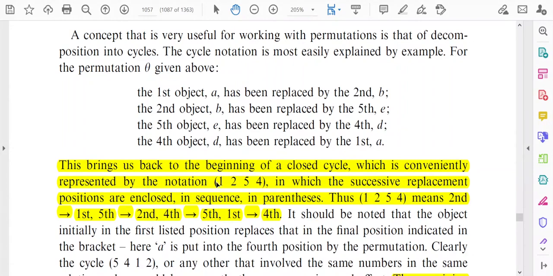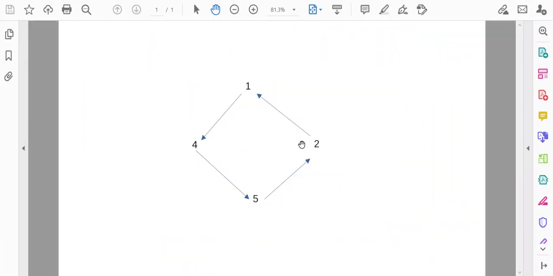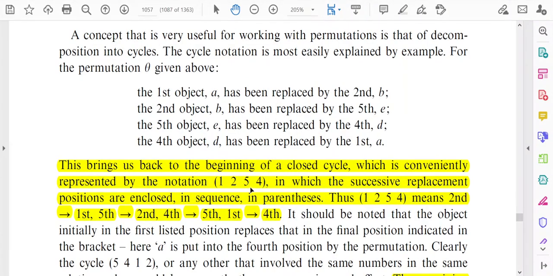the first replaces the fourth, and this can be represented in this diagram, that is we can write in this fashion, 1 2 5 4. It is a cyclic notation, and you have to give the arrow symbols in this way, that is 2 replaces 1, 5 replaces 2, 4 replaces 5, and 1 replaces 4. So this 1 2 5 4 is known as the cyclic representation or cycle notation.